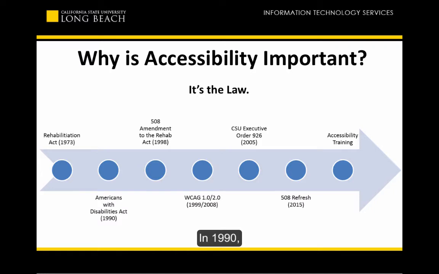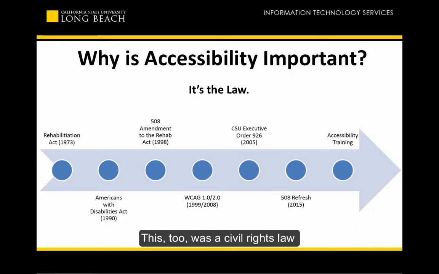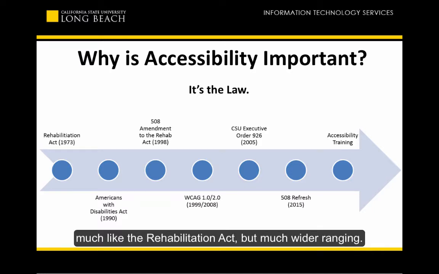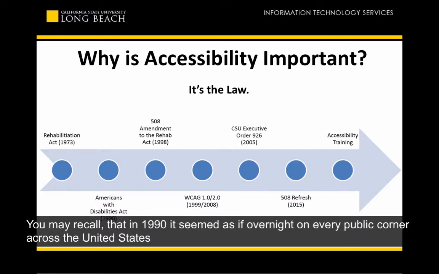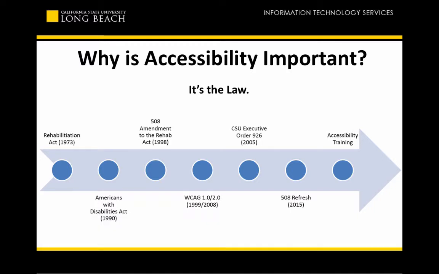In 1990, the Americans with Disabilities Act, or ADA, passed. This too was a civil rights law, much like the Rehabilitation Act, but much wider ranging. You may recall that in 1990, it seemed as if overnight, on every public corner across the United States, there was a little ramp cut into it. This ramp is called the curb cut, and it was a direct result of the ADA.